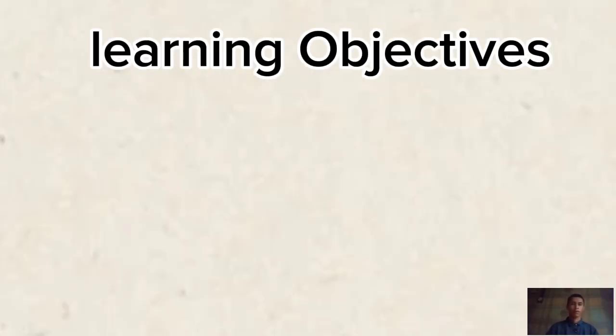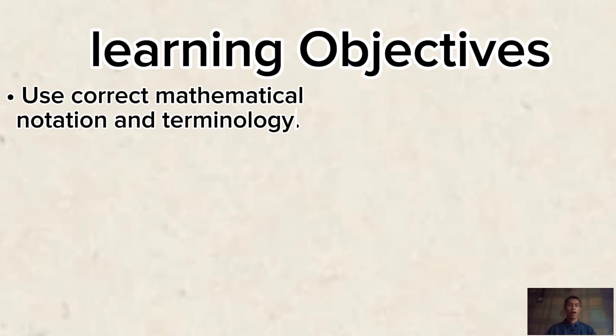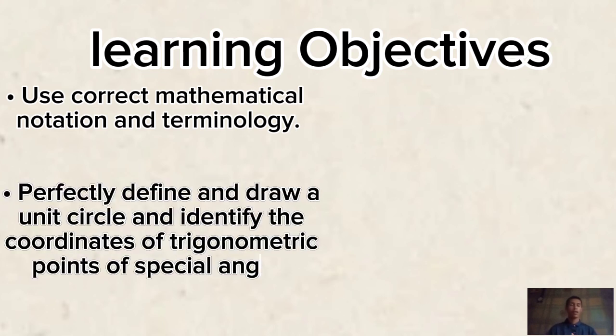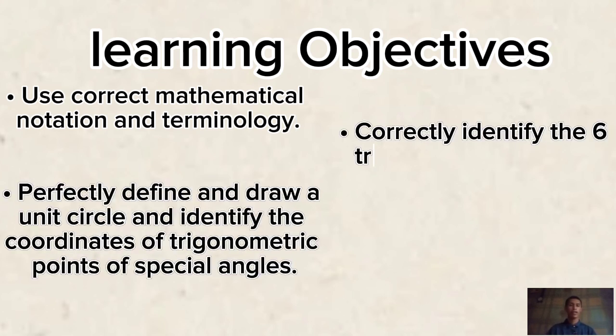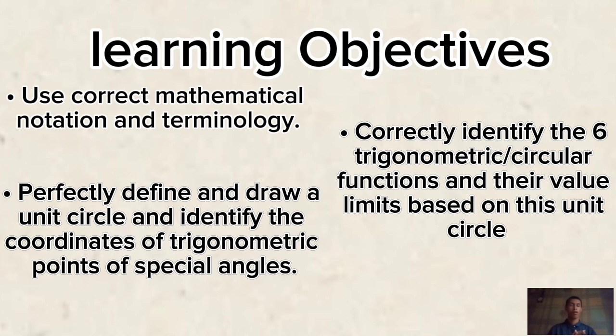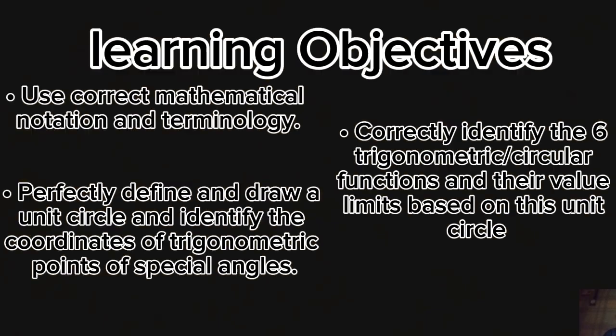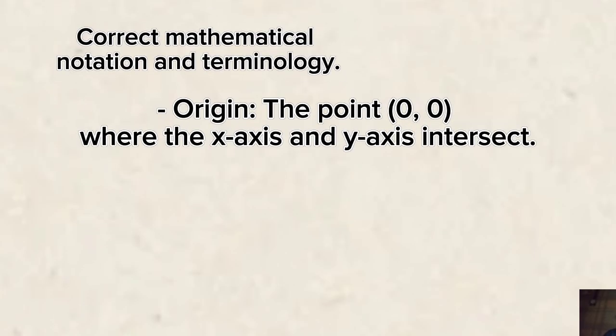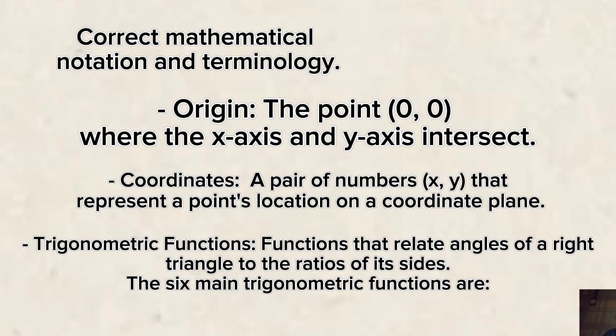So these are our learning objectives. First is to use correct mathematical notation and terminology. Second is to perfectly define and draw a unit circle. Third is to correctly identify the 6 trigonometric functions and their value limits based on this unit circle. So here are some correct mathematical notation and terminology.